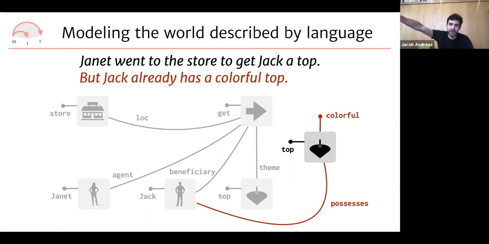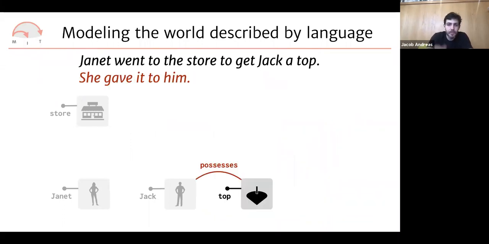So if I start with a sentence, Janet went to the store to get Jack a top, and then I add, Jack already has a colorful top, I'm going to think of what this sentence does as extending the graph by introducing a new edge, creating a new top entity, a different top from the one that Janet was already trying to buy, noting that the top is colorful and that Jack already possesses the top.